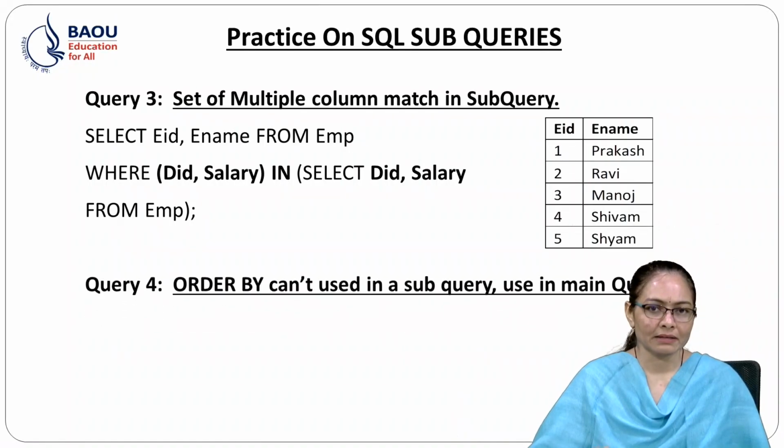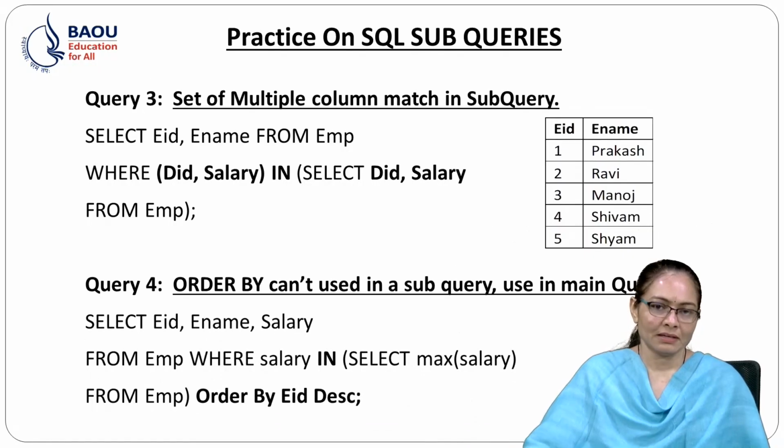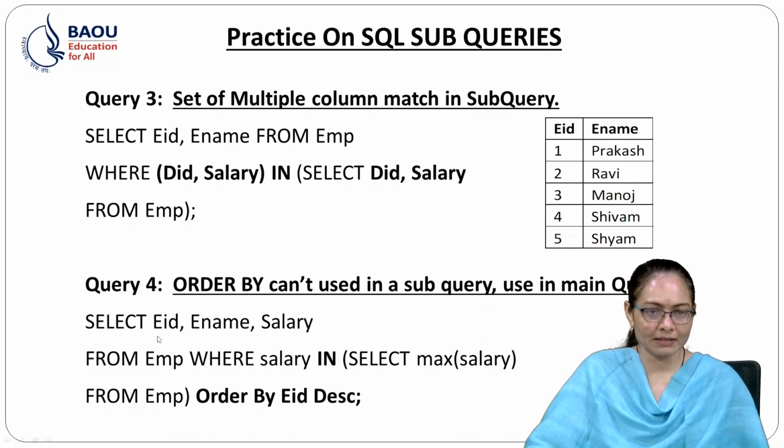Order by can't be used in a subquery, it is used in the main query. See in the example, order by is used like this. Can't use in a subquery means it is not used in an inner query. How to write down this query? This is the outer query.